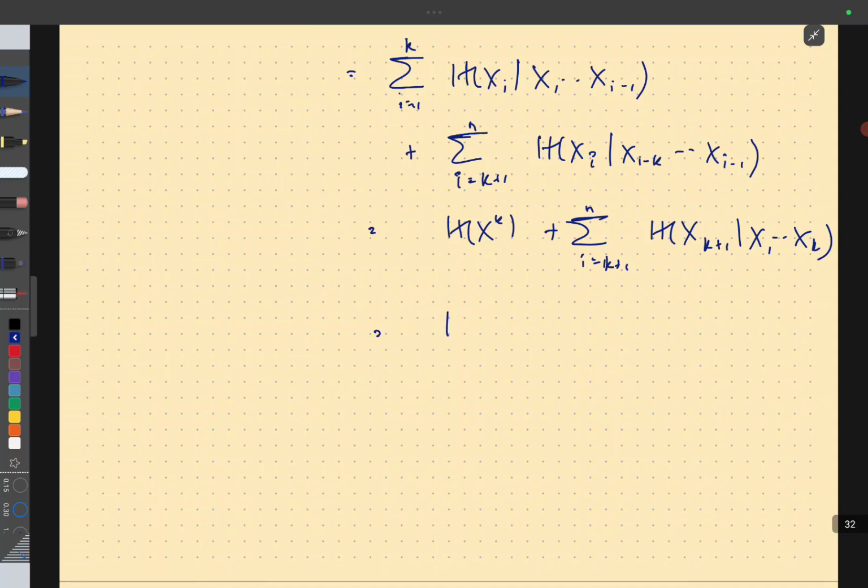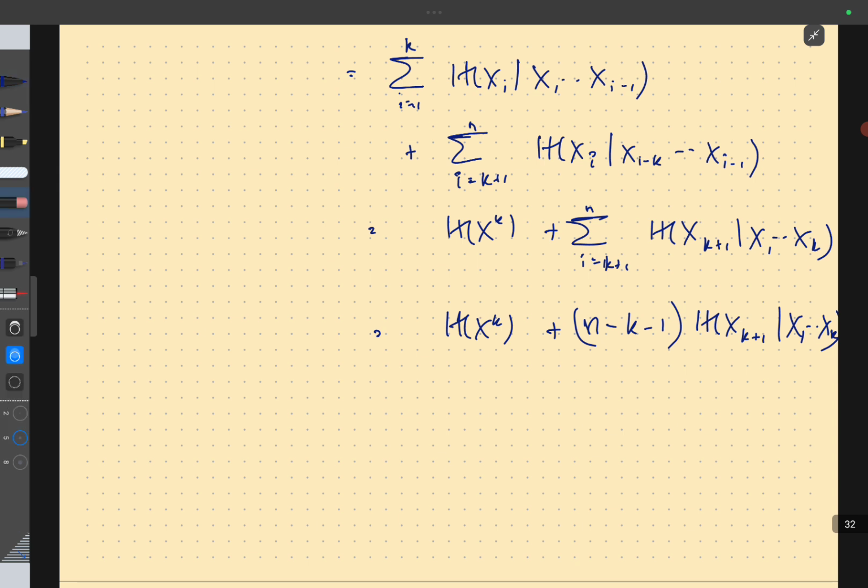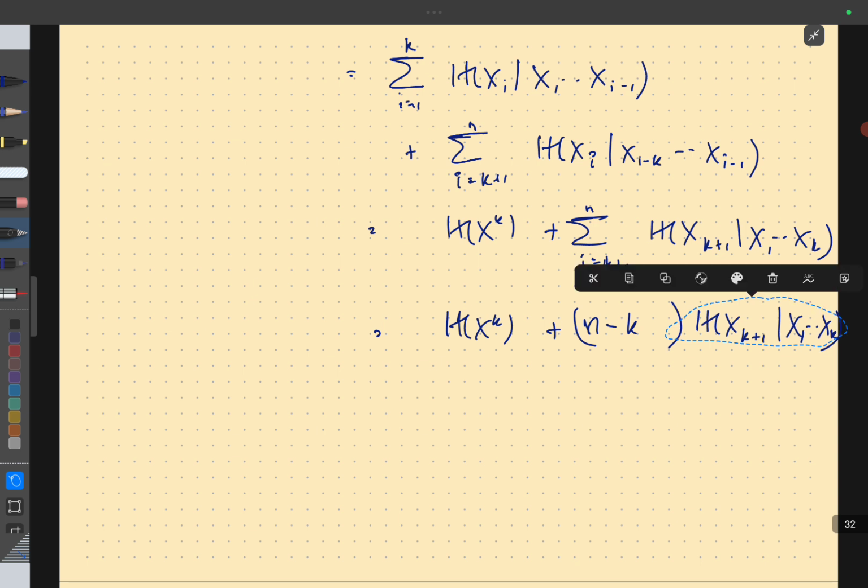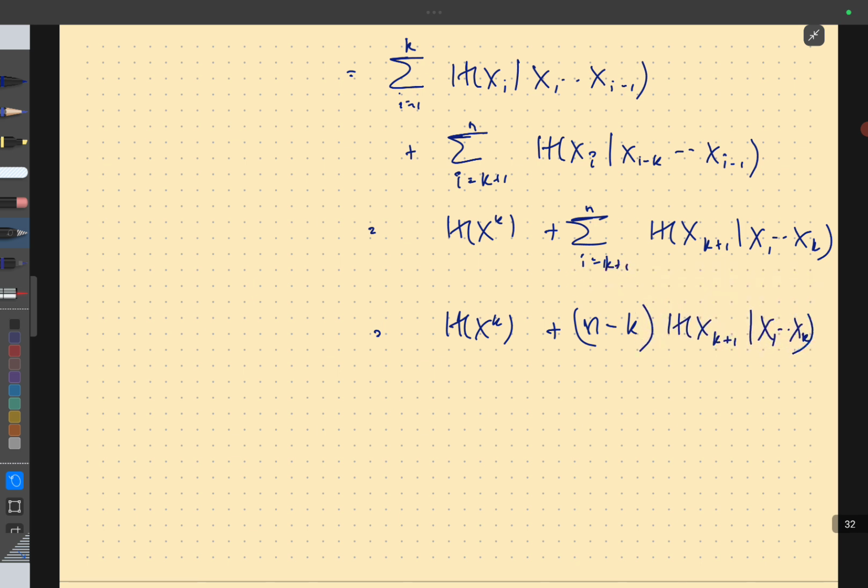So this is nothing but H of x^k plus n minus k times H of x_{k+1} given x1 through xk. Right?